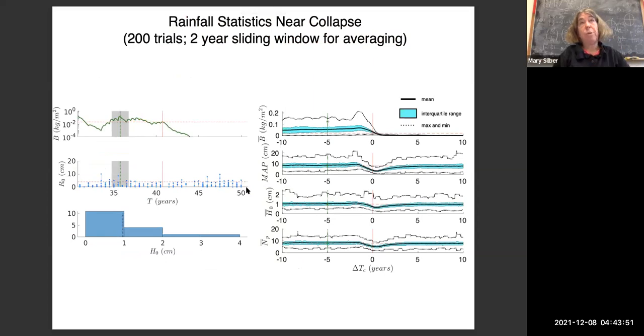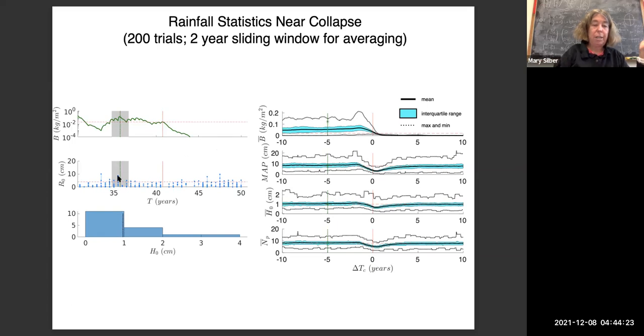And we can ask ourselves, well, what aspect of the rainfall might be associated with these collapse events? So what we did here was, this was for 200 trials. And on the left here, I'm showing just results from one trial. So this is the spatially averaged biomass in the domain. This red vertical line is indicating when we signified a collapse event, where the biomass just decayed after that.